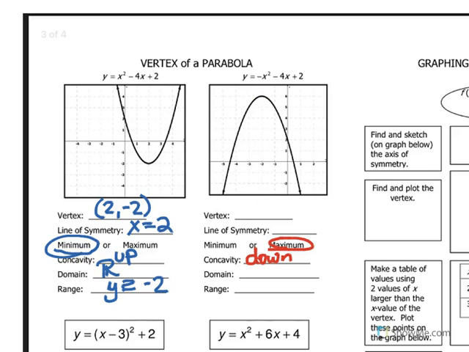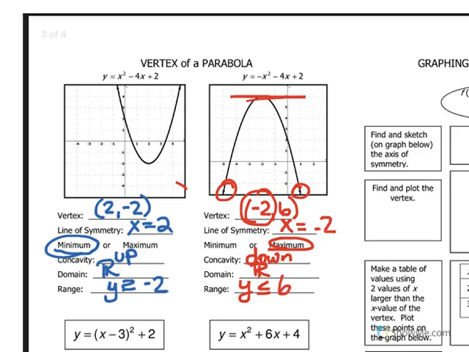The vertex on this one is negative 2, 6. The axis of symmetry or line of symmetry is x equals negative 2. See how it matches? The domain, we got arrows down here, all real numbers, and the range is going to be y is less than or equal to, this time, this top number, which is 6. And then here's your answers for the other one. Okay? We'll save the other two to do in class.